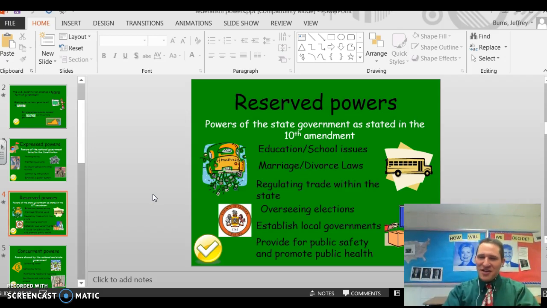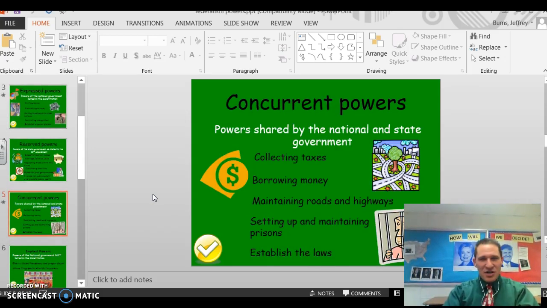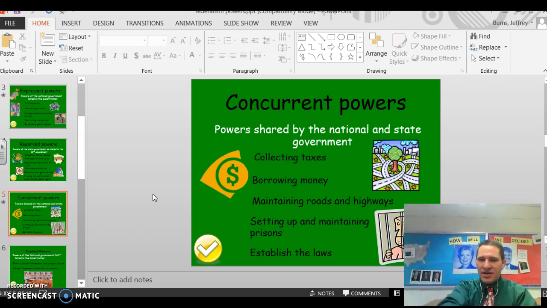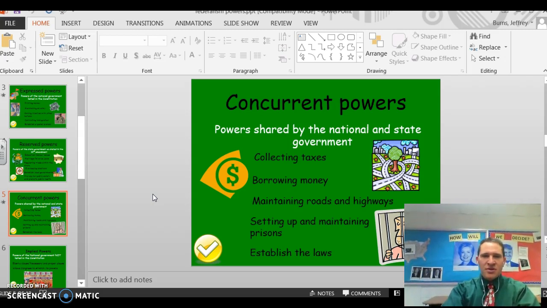All right, we have the concurrent powers. We know concurrent powers are shared between the national and state government. So things like taxes and borrowing money. When you think of this, you should think of anything that you would see if you were to leave the state and go to a different state. No matter what, if you were to move, you'd have to pay federal income tax. State income tax, some states have it, some states don't. Roads. Fairfax County Parkway is a county road. Braddock Road is a state road because it crosses county lines. Interstate 95 is an interstate. It crosses state lines, so therefore it's a national road. Laws, we have federal laws, state laws, local laws. Depending on what you break is what court you would go see.